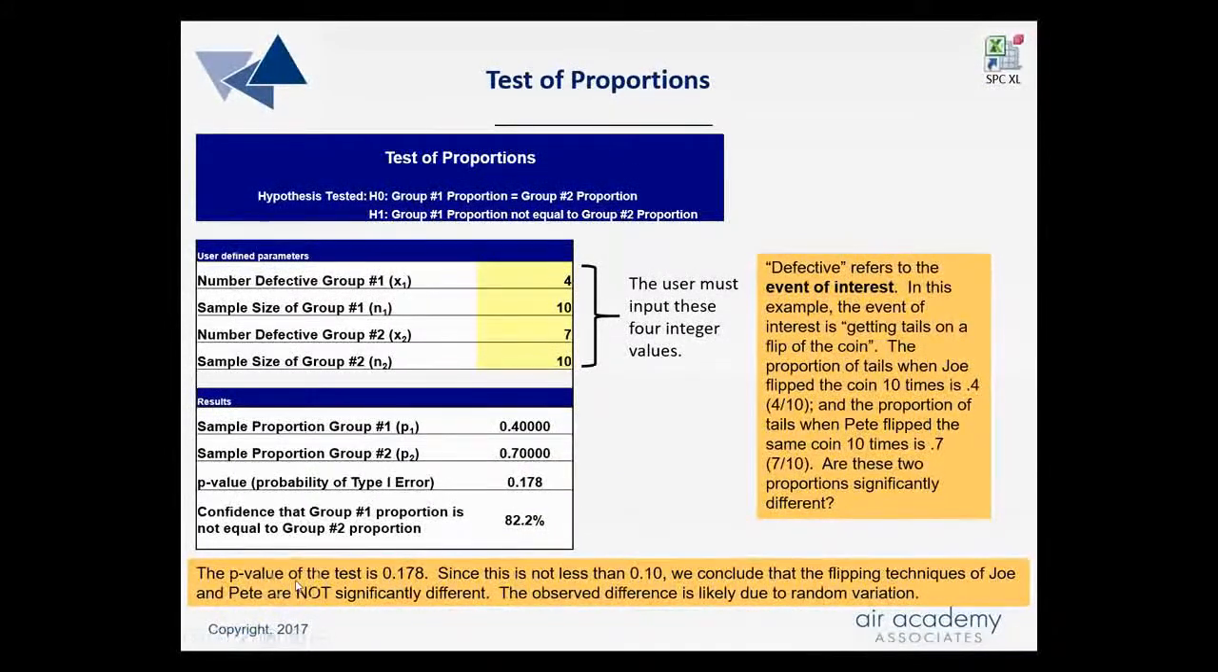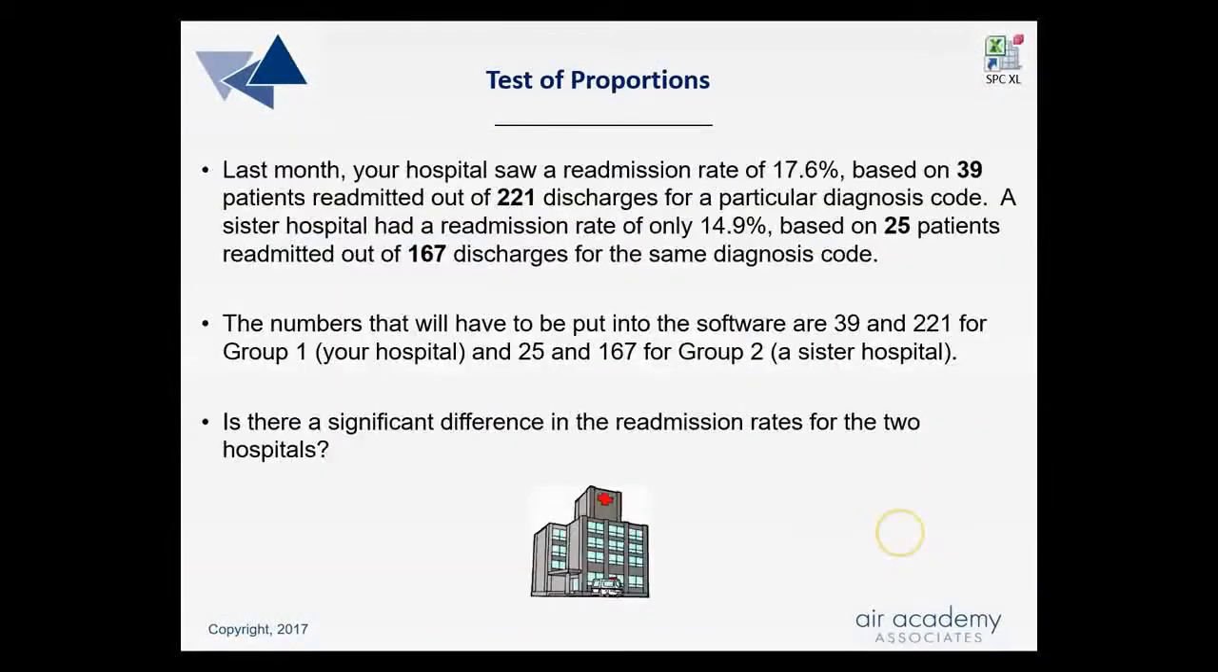The p-value of this test is 0.178, as you can see right there, and this is not less than 0.10, so we conclude that the flipping techniques of Joe and Pete are not significantly different. The observed difference is more than likely due to random variation. Now, let's take an example where we do go to the software and put these numbers in.